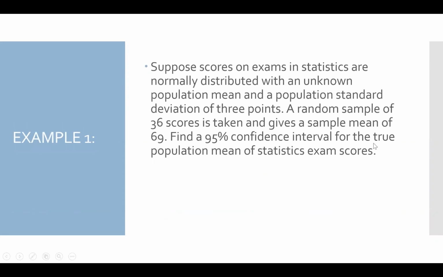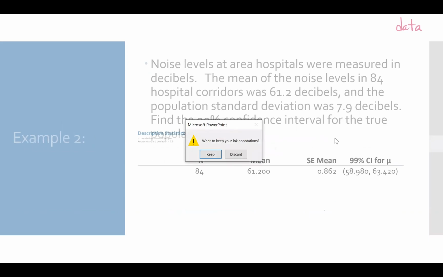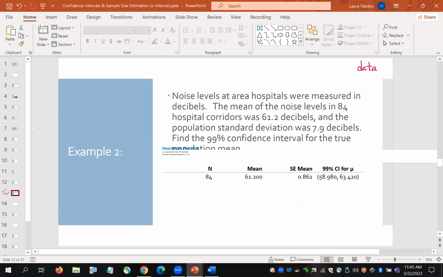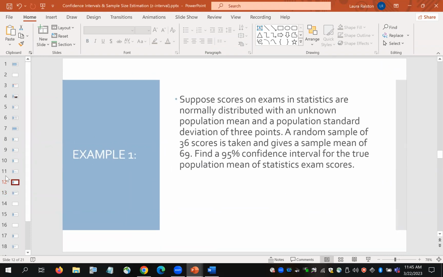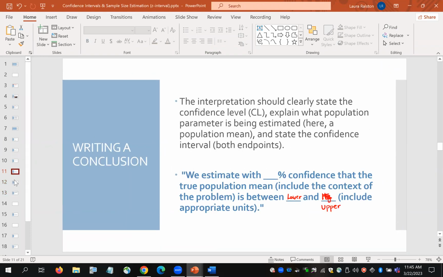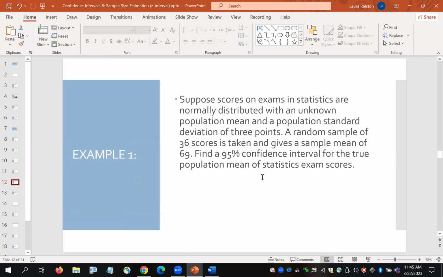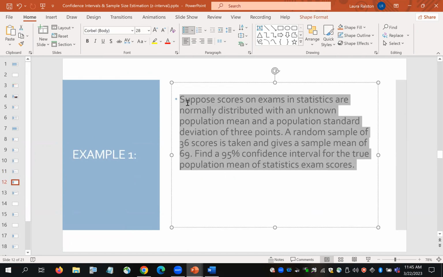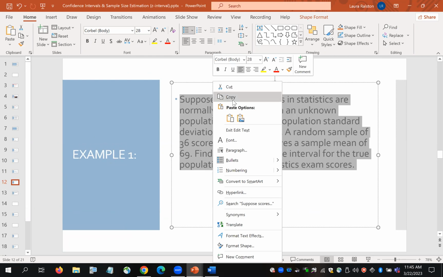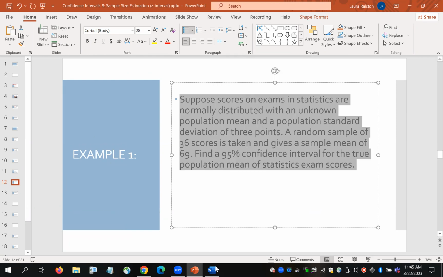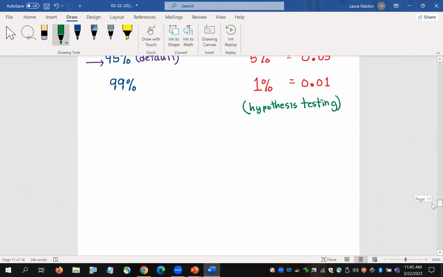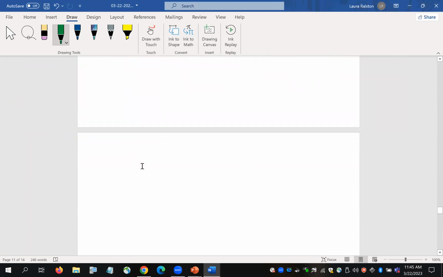Okay, so let me copy this. Hold on just a second. Let me get back to my question. This one. And I'm going to copy this and take it over to my Word document. And we'll try to go through this one example, and then we'll stop there and come back to it next week.